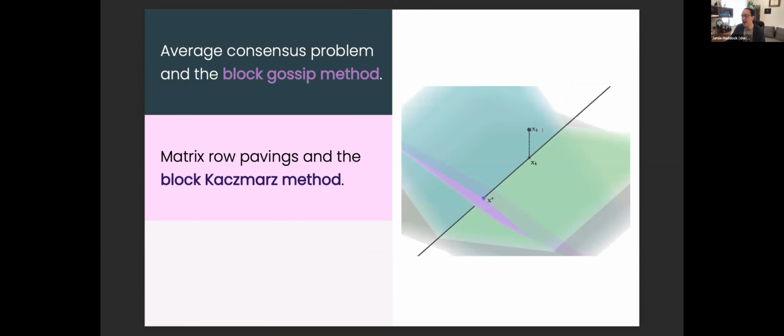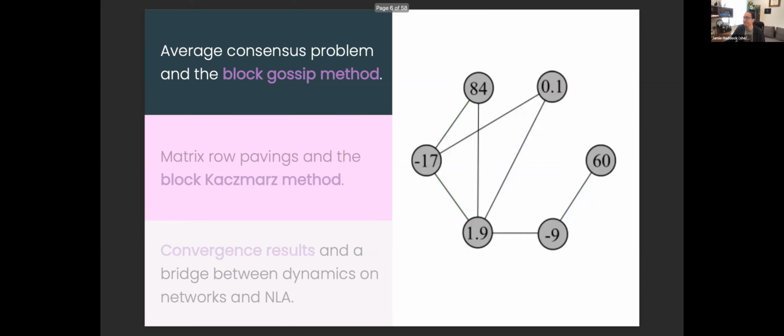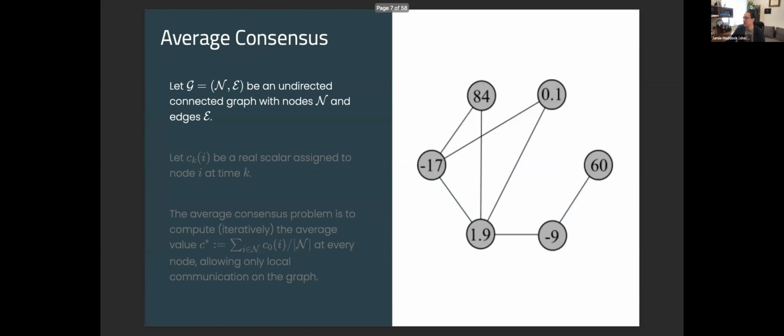I'll be showing you a connection to numerical linear algebra via the block Kaczmarz method. And I'm going to use that connection to show you some convergence results. And maybe at the end, I'll allude to a broader bridge between dynamics on networks and numerical linear algebra. Okay, so we'll talk about average consensus first.